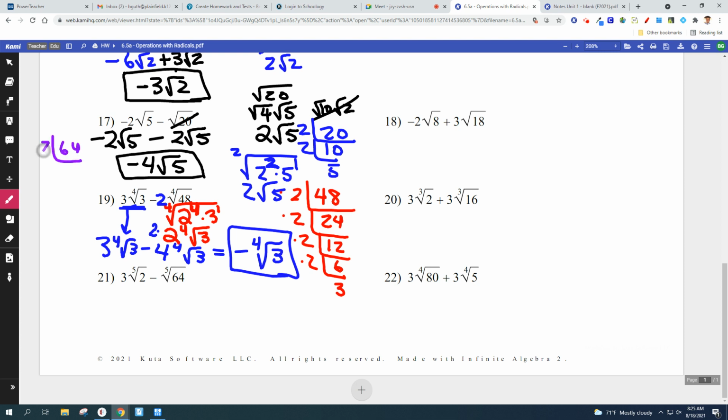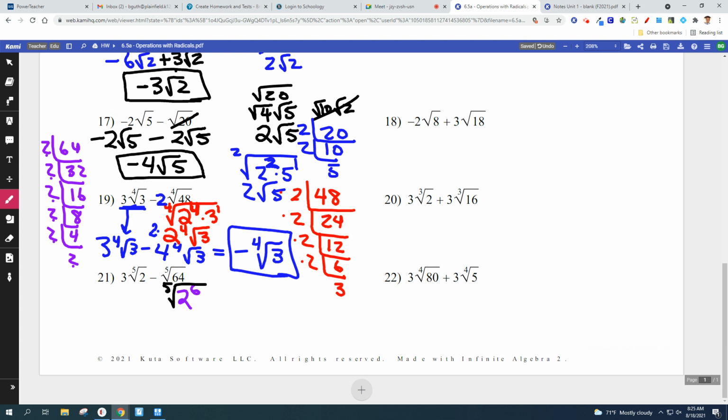64. Divide by 2, that's 32. Divide by 2, that's 16. Divide by 2, that's 8. Divide by 2, that's 4. Divide by 2, that's 2. So 1, 2, 3, 4, 5, 6. That's 2 to the 6th power. 64 is 2 to the 6th power. So I just kind of replaced the 64 with 2 to the 6th power. I'm doing the 5th root of 2 to the 6th power.